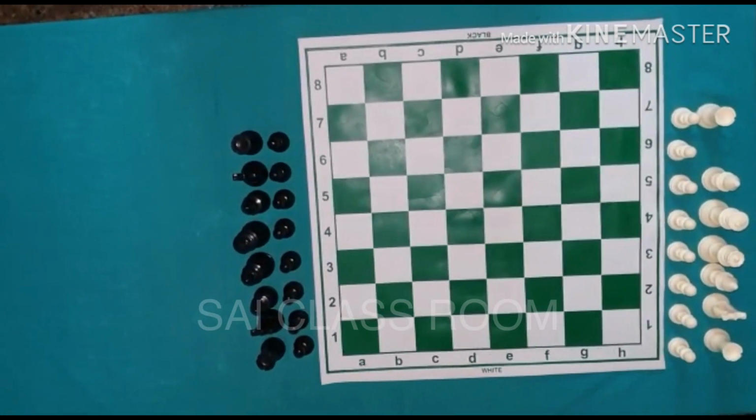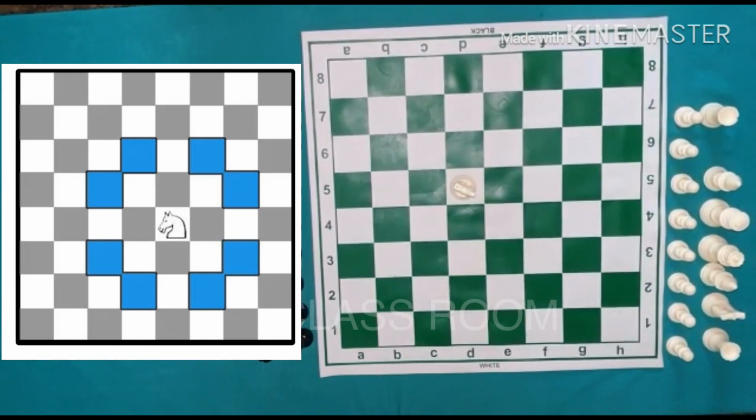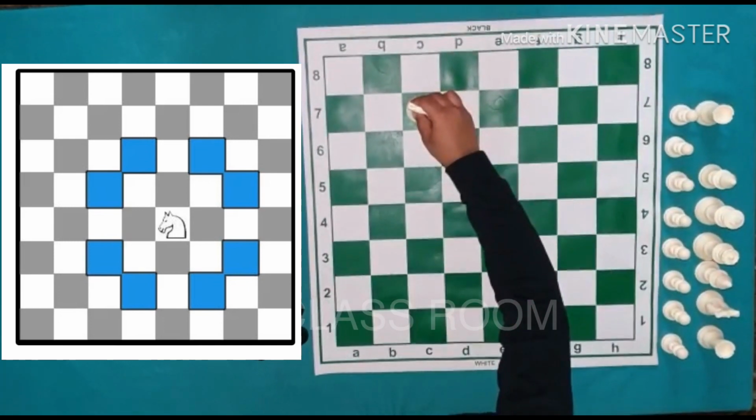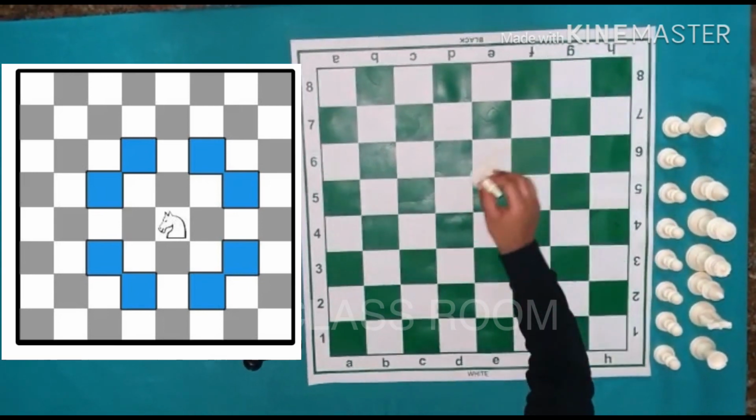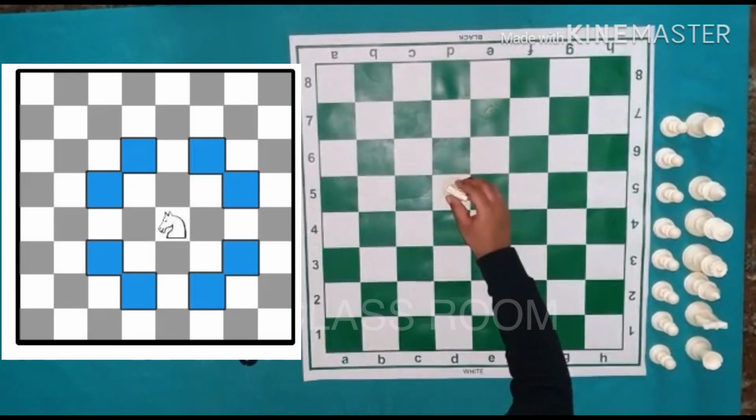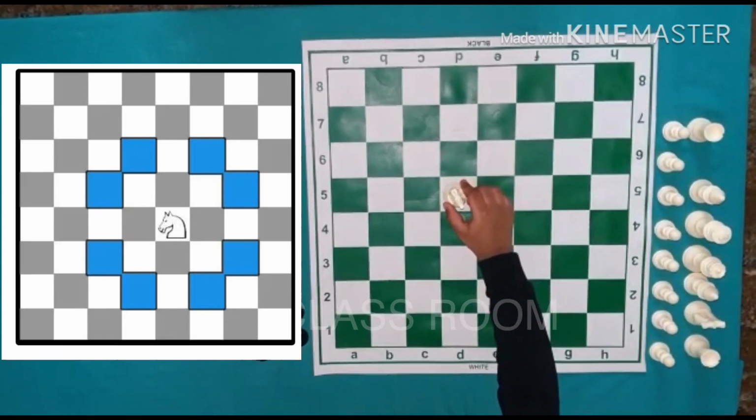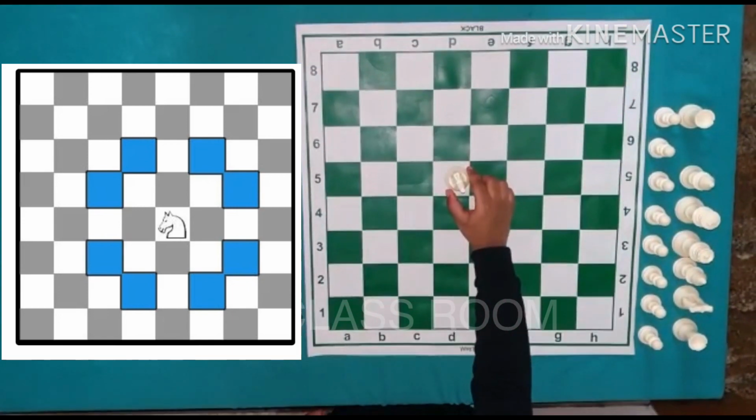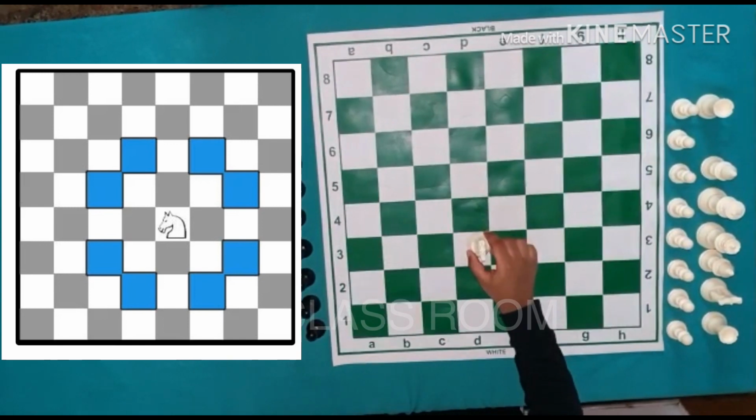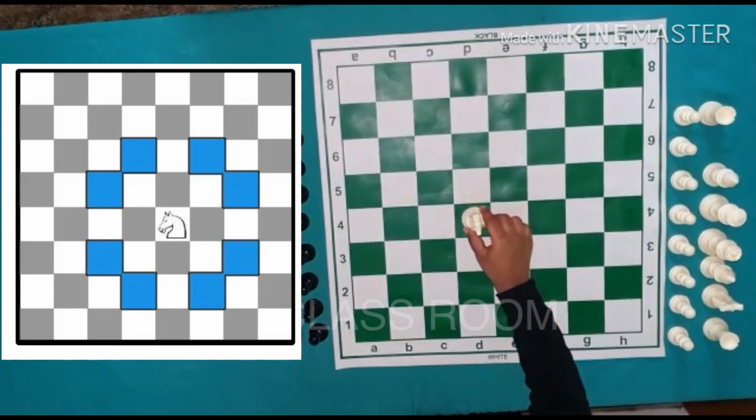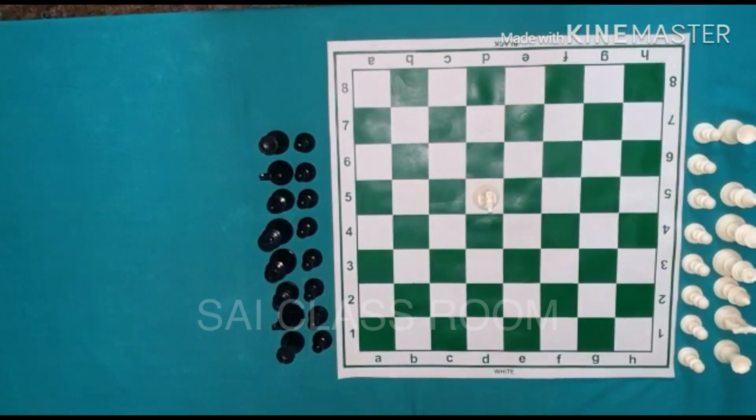Now let us see how the knight moves. Now for example, if we place our knight here, the knight can move in an L-shaped pattern. 2 steps vertically and 1 step horizontally. 1 step vertically and 2 steps horizontally. 2 steps horizontally and 1 step vertically. This is how the knight moves.